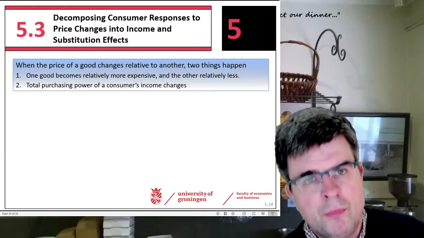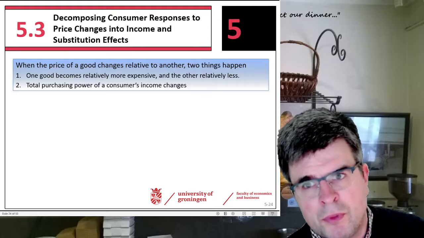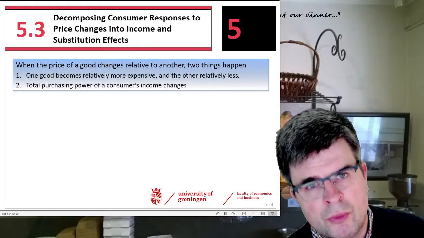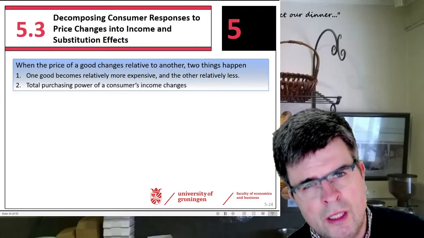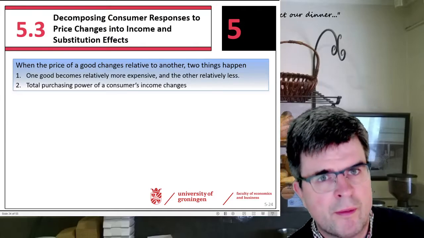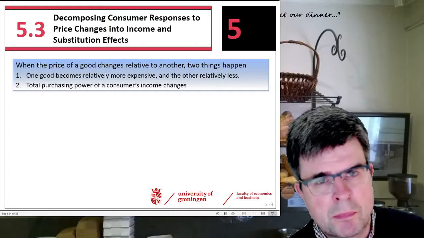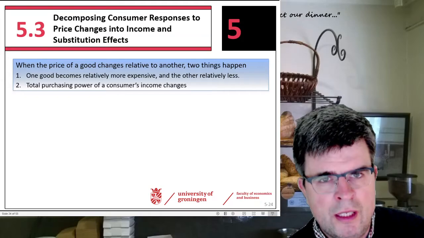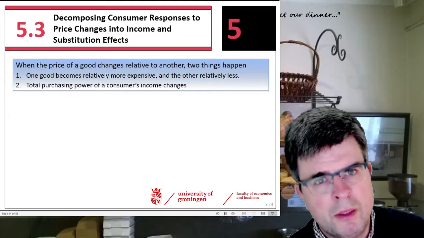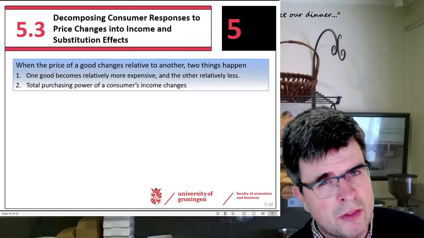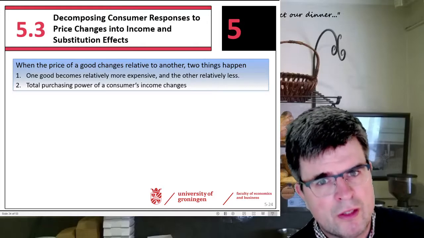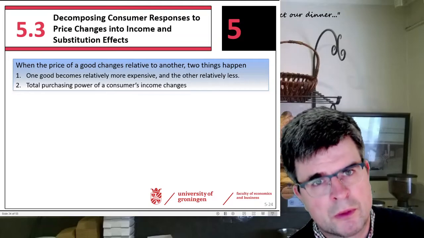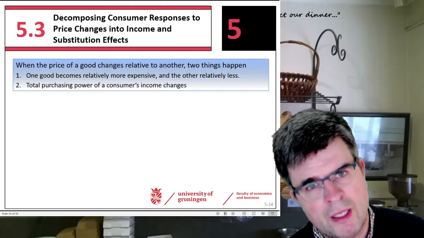Having done that, we continue with section 5.3, where we decompose the response to a price change into the income effect and the substitution effect. And this is the deepest part of this lecture. The key realization that you need to make is that when the price of a good changes, actually two things happen. The relative prices of the goods change. So one good becomes relatively more expensive and the other one less.